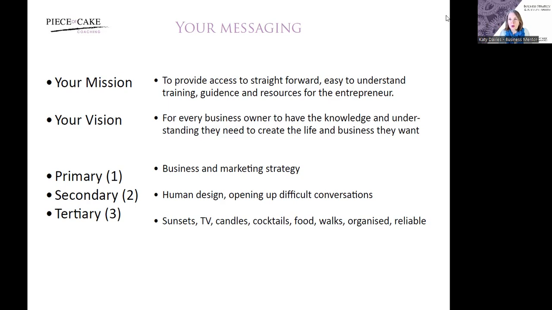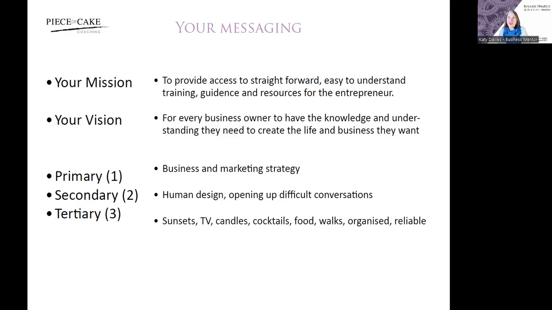So my mission, for example, is to, so the vision is what we want to end up with. So my mission is what I'm going to do to get us there. So my vision is for every business owner to have the knowledge and understanding they need to create the life and business they want. So therefore my mission, so that they can all get there, is to provide access to straightforward, easy to understand training and guidance and resources for the entrepreneur. So by putting my mission out there, we're going to get to what my vision is.